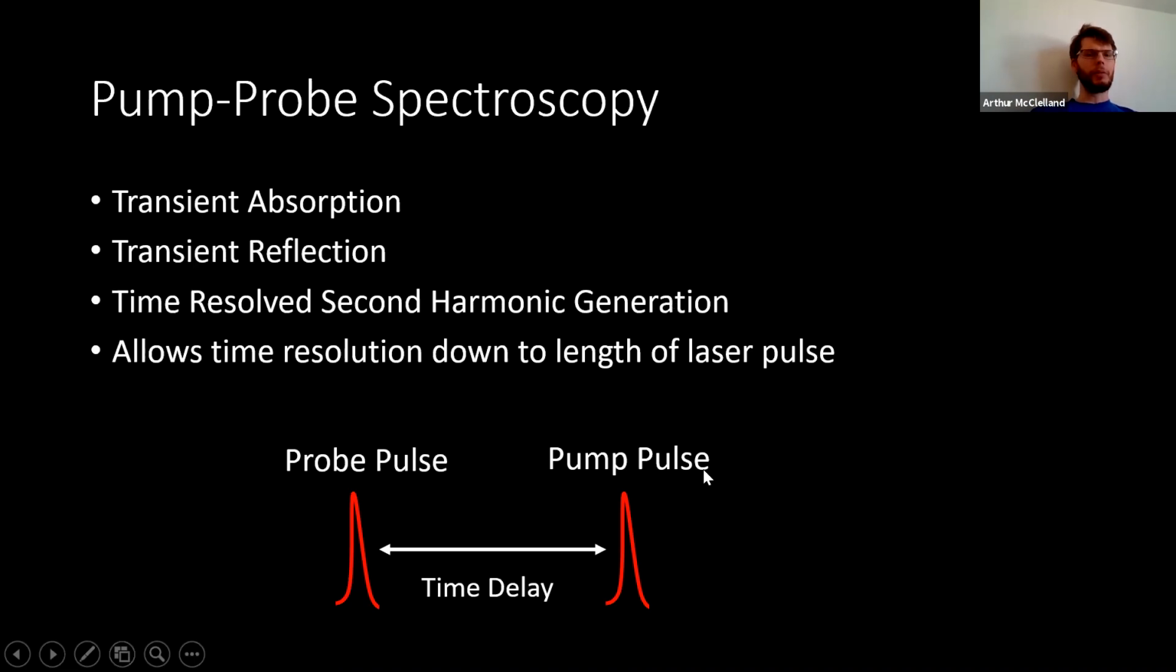But this allows you to do really fast measurements. 100 femtoseconds is faster than the nuclei will respond. So this is a pure electronic response of the system without this convolution with the nuclear motion of the system.